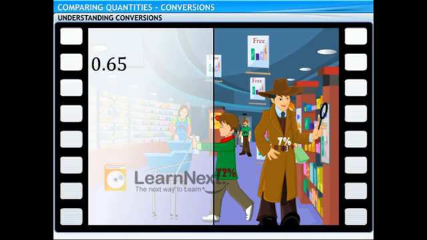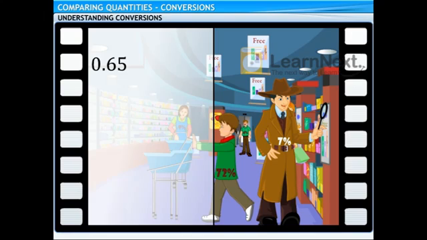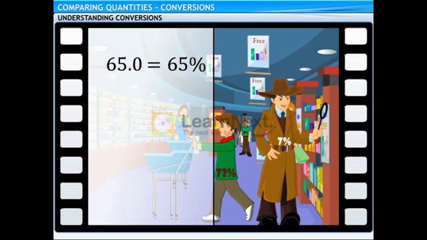The easiest way to multiply a decimal number with 100 is to move the decimal point 2 places to the right and add a percent sign. So in 0.65, we move the decimal point 2 places to the right. We get 65.0, which is equal to 65.